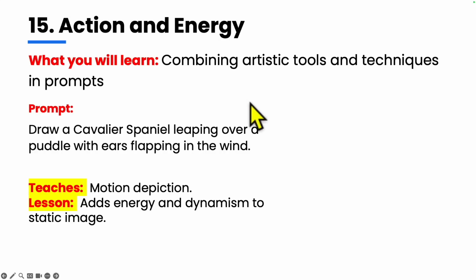So if you incorporate these sort of phrases, compared to the first one, where we asked it to create an image of a spaniel dog, here you're going to get a spaniel, but with more energy and dynamism compared to a static image. So let's see what it's going to come up with.